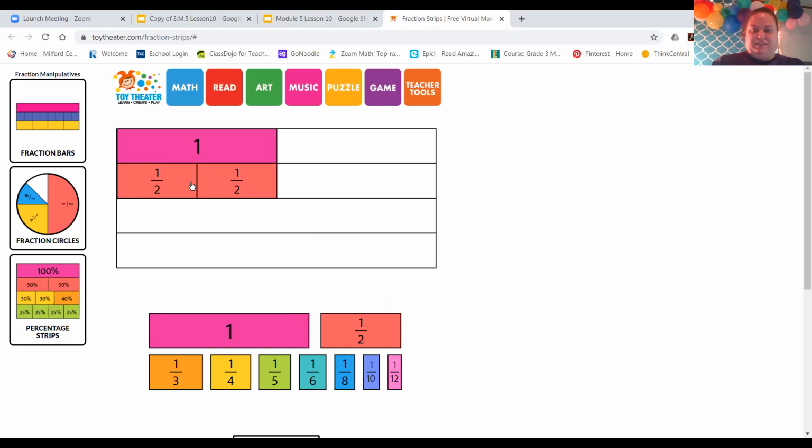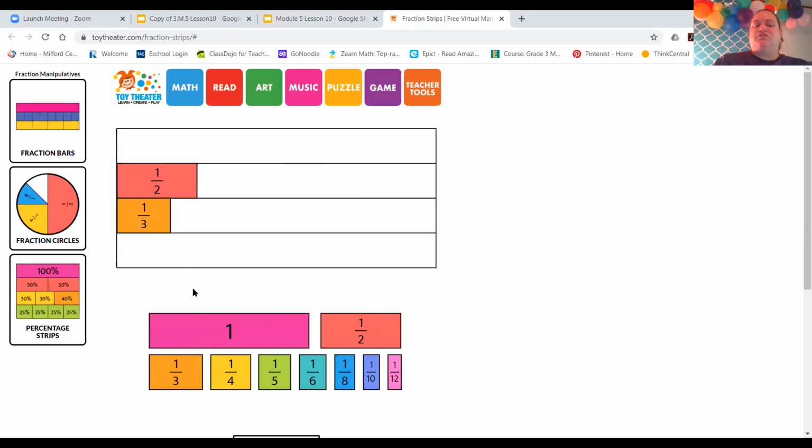Now I want you to pay attention to the denominator. That's your down number. That's the number that tells you how many parts are in your whole. So I have 2 pieces in the whole here. So I'm going to take one of those out and compare them. So I can tell right here that 1 whole is greater than 1/2. So I'm going to take that one out, and I'm going to compare a third. So I have a half here, and I have a third.